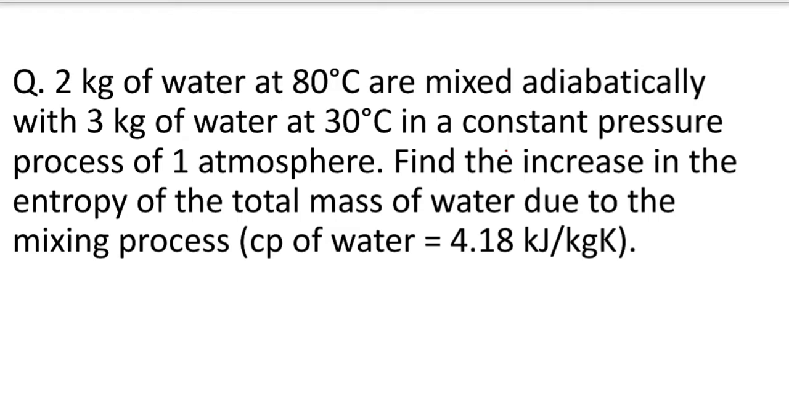So before going to solve this question, let's understand what is given in the question and what you have to find. There are two quantities of water, that means two states. One of water is at an initial temperature of 80 degrees Celsius with a mass of 2 kg, and another of 3 kg at an initial temperature of 30 degrees Celsius, which are mixed adiabatically at constant pressure.